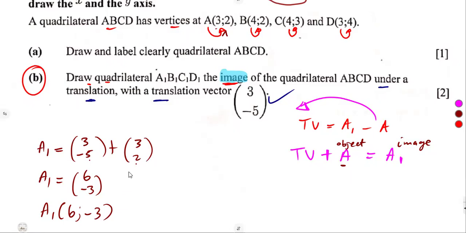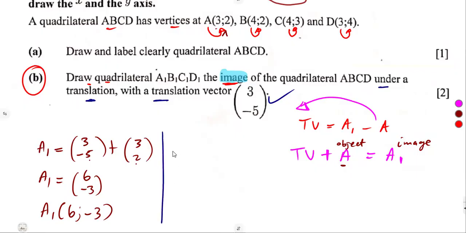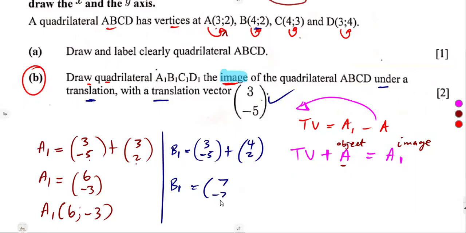From this, we can have the image. The same thing, guys, if you are to have the point B, B1. So we're going to do the same thing. The translation vector, (3, -5). What are we going to add? The object of that B, which is (4, 2). All right, I didn't want to do it this way, but let me just finish. So that was going to be 3 and 4, which is 7, minus 5 and 2, which is what? Negative 3. So that's our image B1, (7, -3).